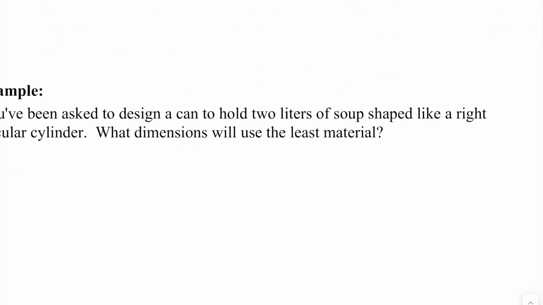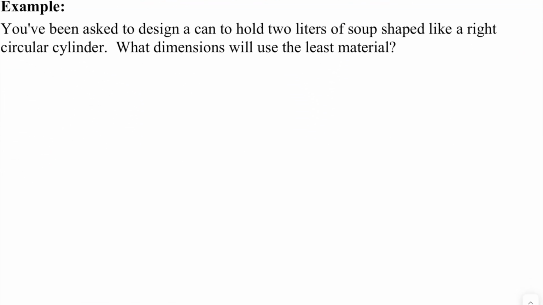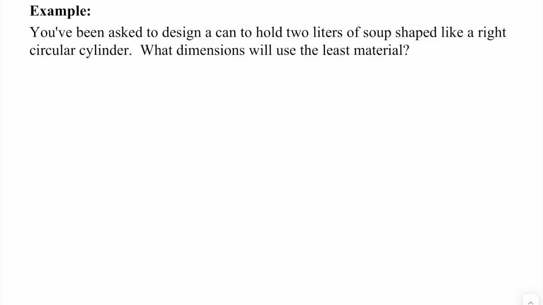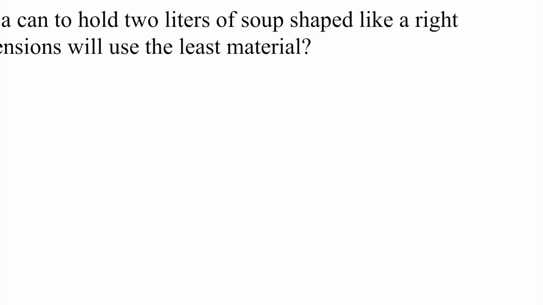All right. We have one last example here. You've been asked to design a can to hold 2 liters of soup shaped like a right circular cylinder. What dimensions will use the least material? So there you go, least material. So what we're talking about is surface area.